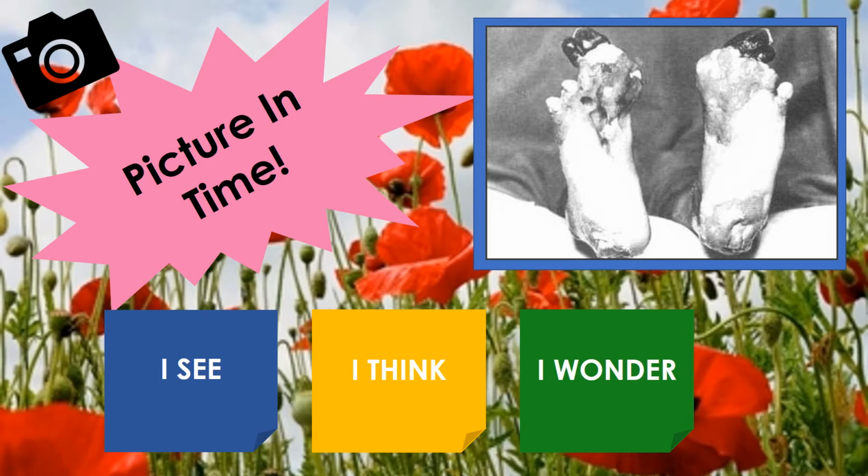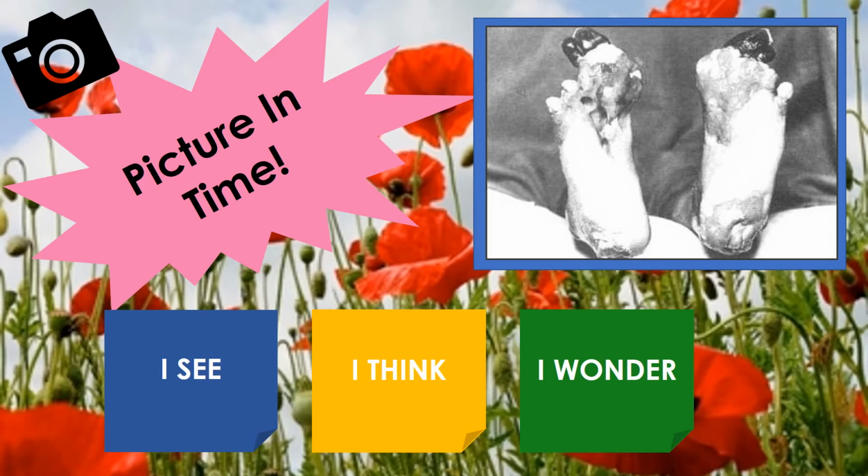To start with, we start over here, picture in time. You'll see here is a picture in the top right hand corner, which we will be discussing today. I see, I think, I wonder. So I want you to think about, what do you see in that picture? What do you think it might be? And in terms of wonder, what do you think might have caused that to happen as well? And we'll be discussing this later on.